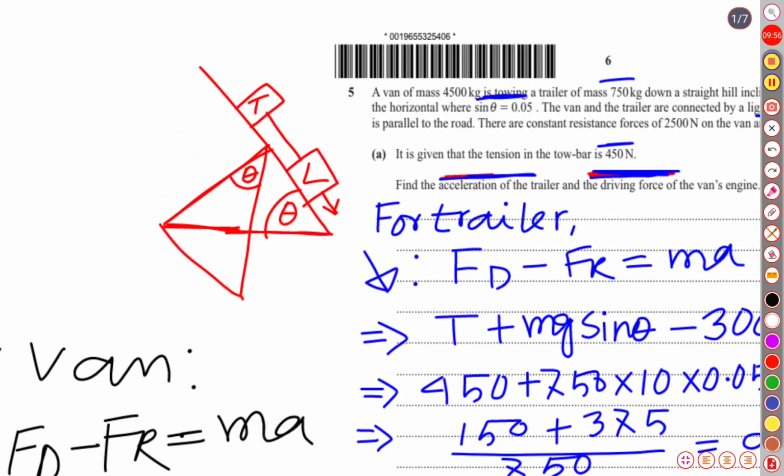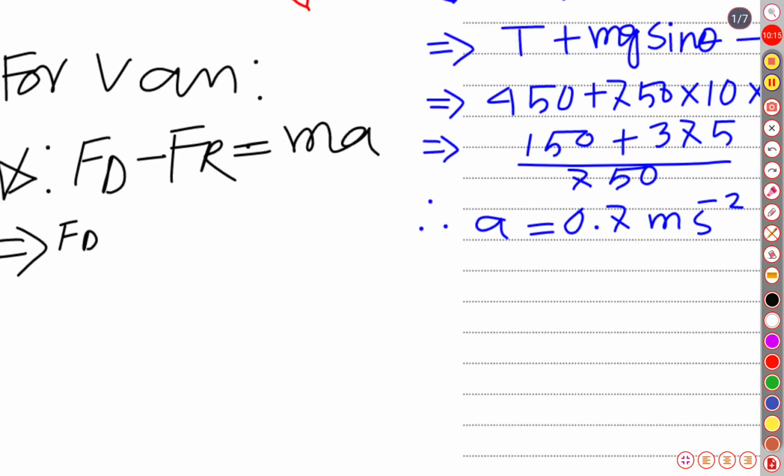Look at this, this is the van. When the van moves down the hill, then its weight is also causing it to move down. So weight is also an external force which is contributing as driving force. So we'll have to add weight. What is the formula for weight? We have already written here: weight is mg sine theta.